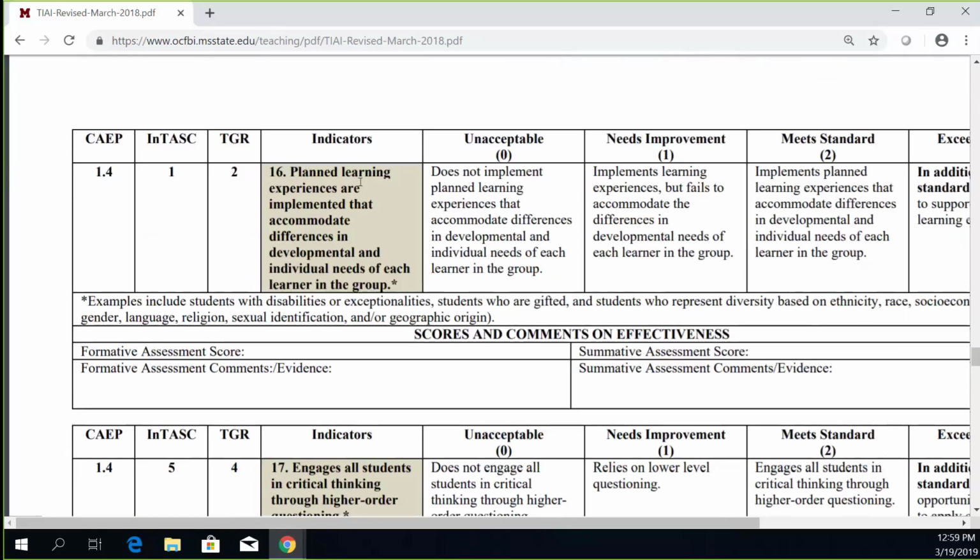Next one, planned learning experiences accommodate differences, which means tactile, kinesthetic, audio, visual. Are you showing this? Are you showing audio? Are you letting students move around?